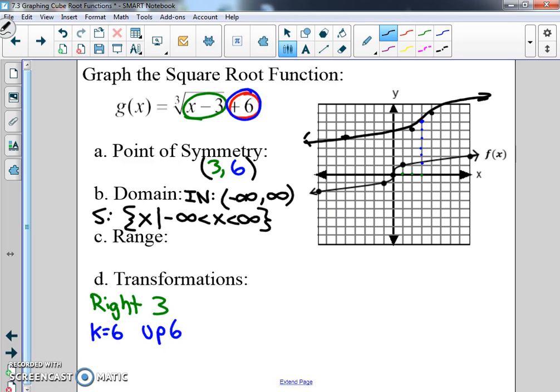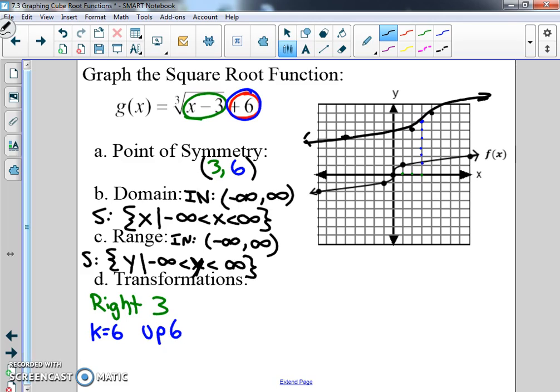For my range, we're going to have a similar process here: all y values. I'm going to end up with any possible y value as an output at some point. So my interval notation, again, is going to be from negative infinity to positive infinity. As x becomes more negative, my y is going to continue to become lower. As x becomes more positive, my y value is going to increase. Our set notation, again, is given by the brackets: the set of y values range from negative infinity being less than y, through to y being less than infinity.